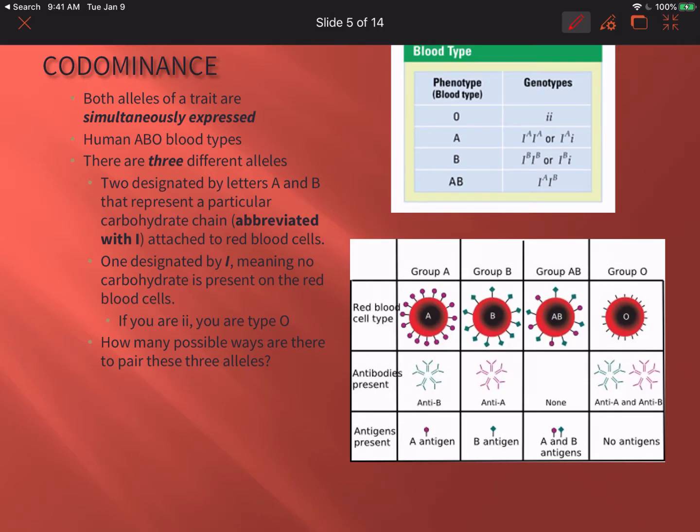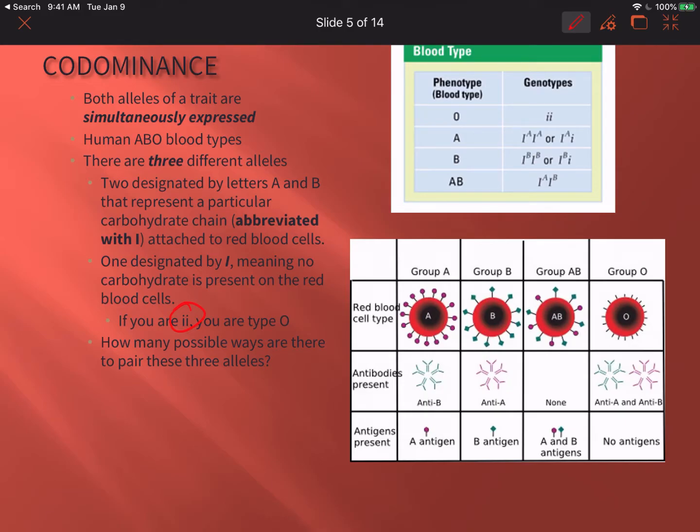Either you have this particular carbohydrate chain or you don't. So if you have it, you're A or B. If you don't, you're represented as an I. And so if you are, for example, II, as it says here, you are actually type O. So type O blood is blood that doesn't have the carbohydrate chains for either A or B type blood.